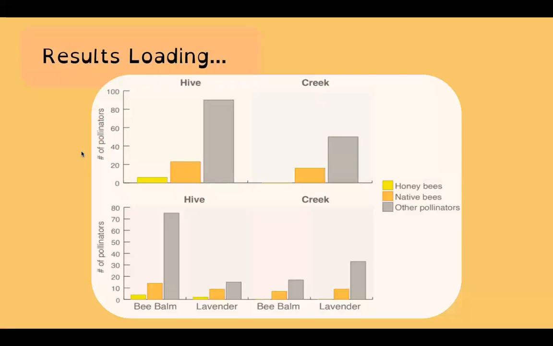This chart shows us the overall number of pollinators by plant and by location. We can see that the number of pollinators by the hive is much larger than the number of pollinators located by the creek. Comparing bee balm and lavender, bee balm has many more pollinators, while lavender and bee balm located at the creek have much fewer.